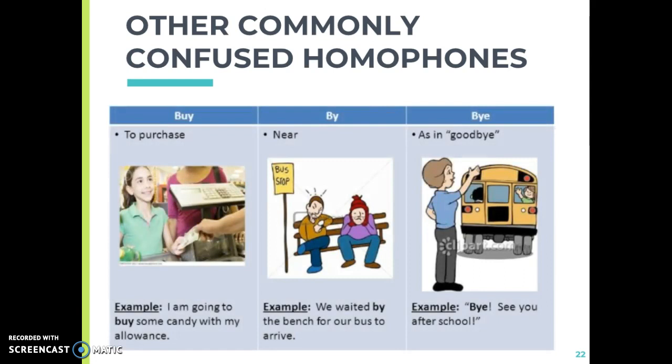Then there are the three buys. You can remember the one with a U in it means to purchase because both buy and purchase have U's in them. Remember that the bye that means farewell ends with an E, and the shortest by is used for everything else.